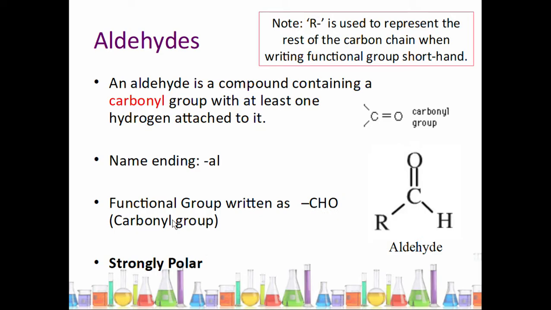And this carbonyl group, they're strongly polar. So this is a very polar group here. Now the R here, I've written a note up in the corner. The R is used to represent the rest of the carbon chain. So the aldehyde that we have here, this is just the carbon with the oxygen bonded to it. The R represents all of the other carbons with hydrogens attached to them.